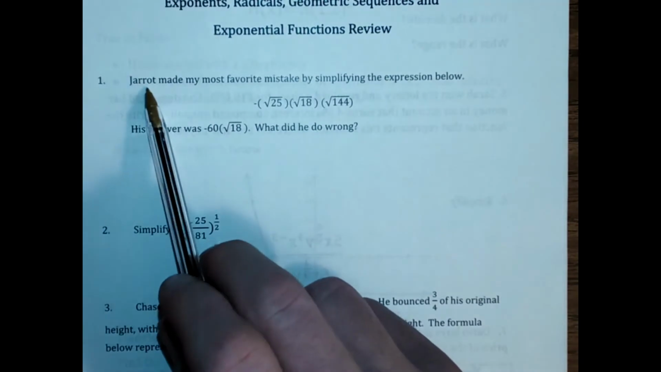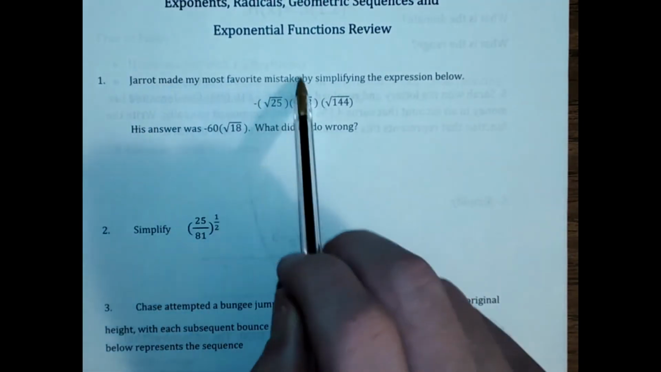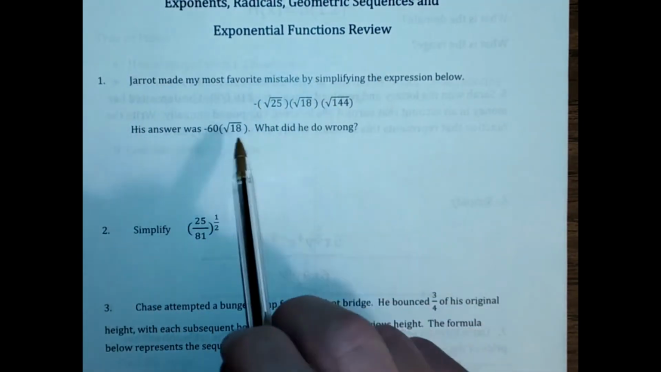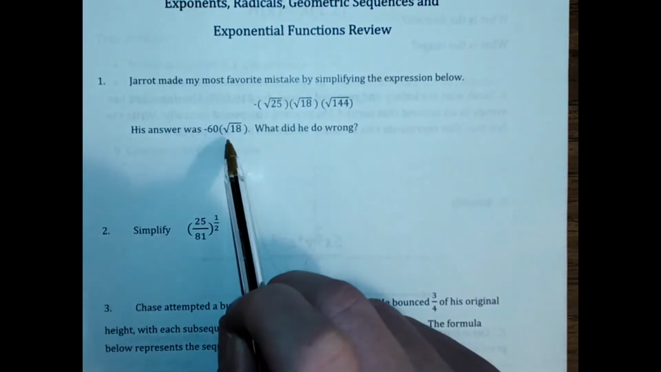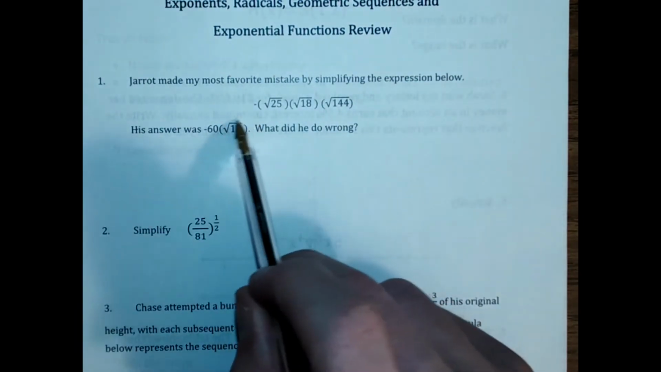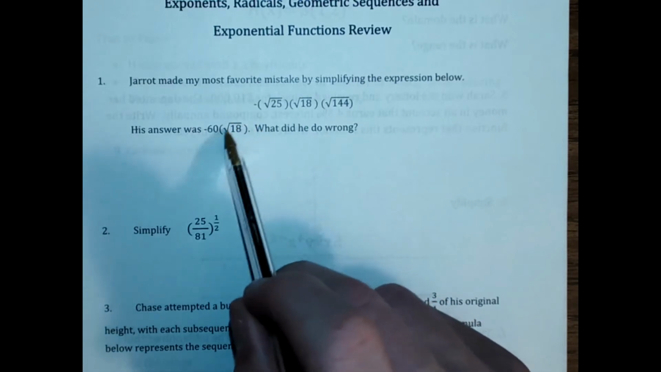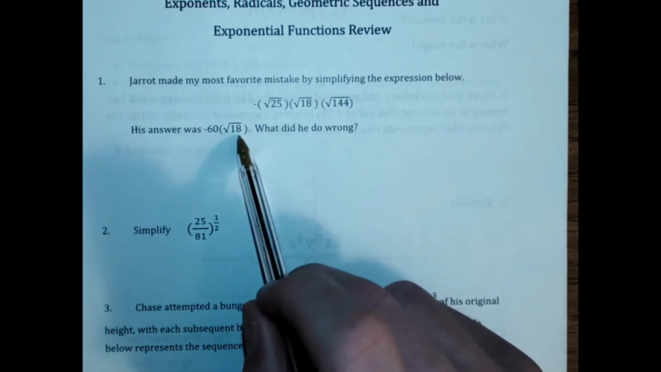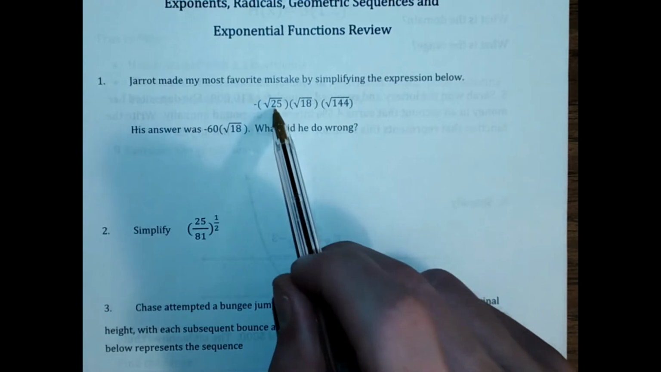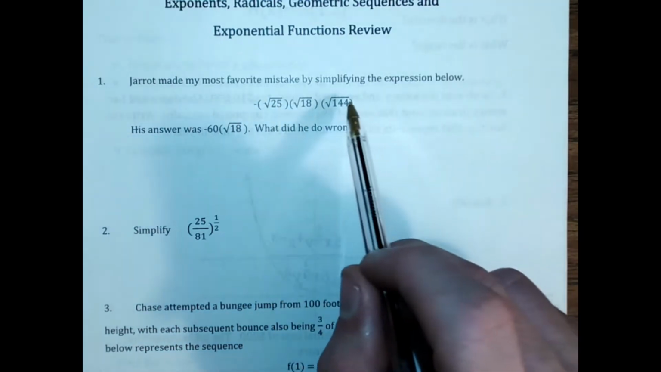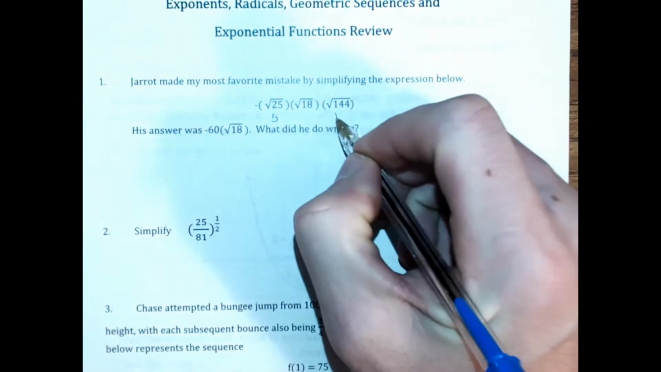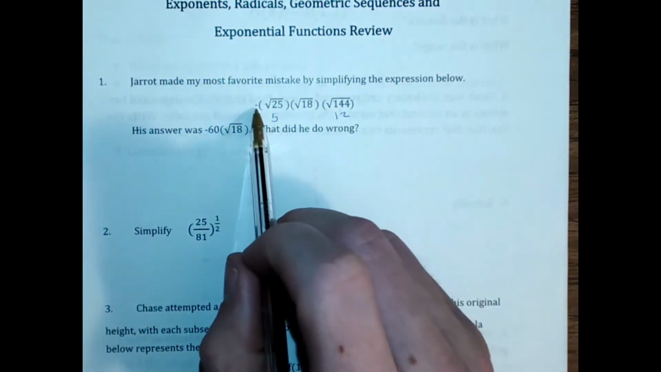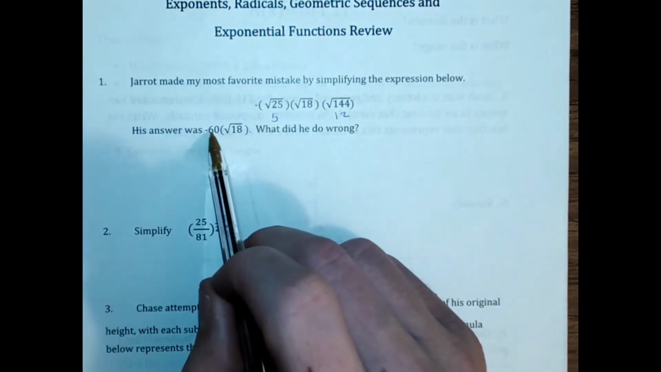Here we've got this guy Jarrett who made somebody's favorite mistake by simplifying this expression, and I think it doesn't take too long to see that his mistake is that he didn't reduce or simplify the root 18. Root 25 is 5, root 144 is 12, 5 times 12 is 60, and then this negative is hanging out front, so it's negative 60.